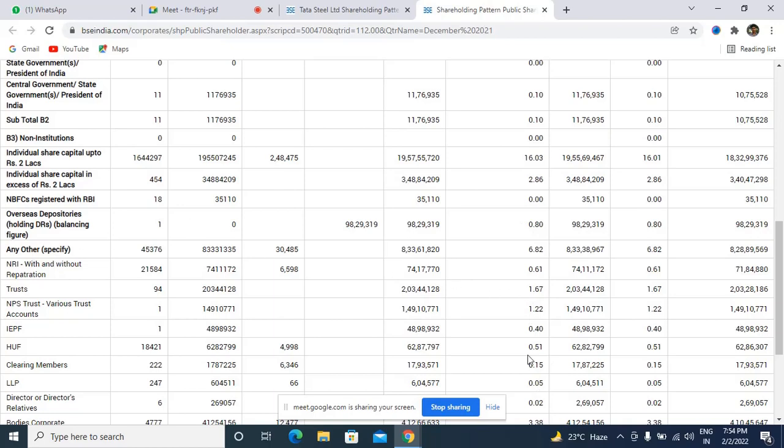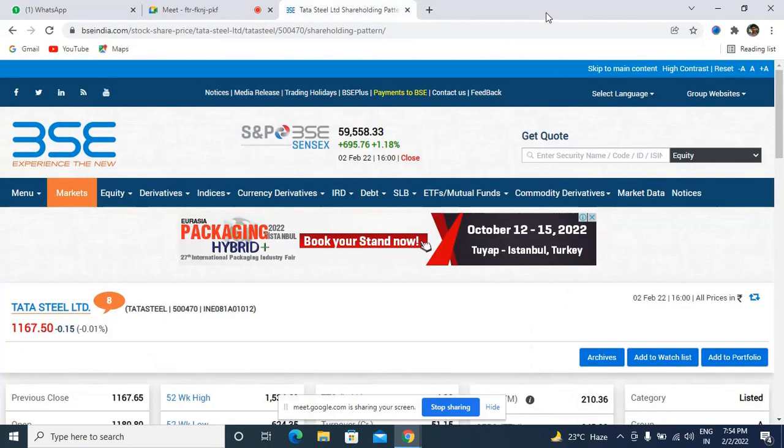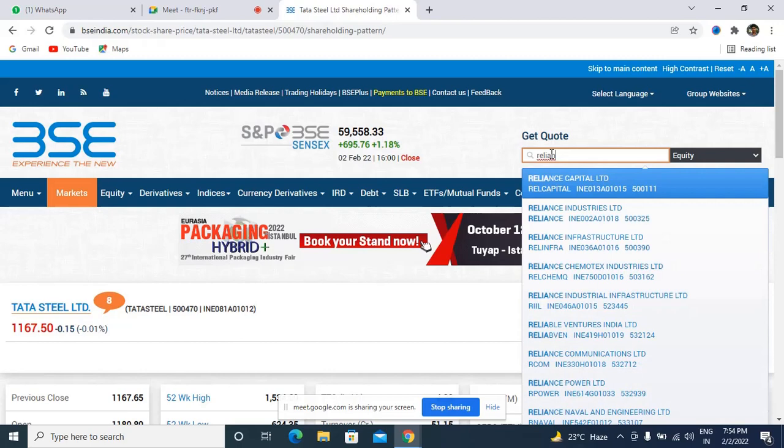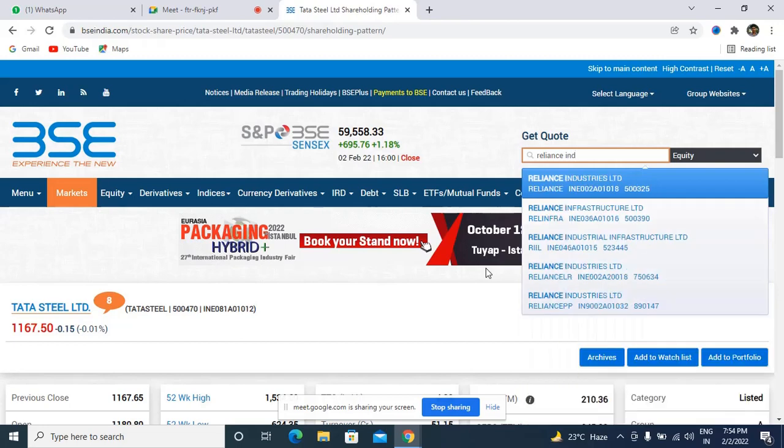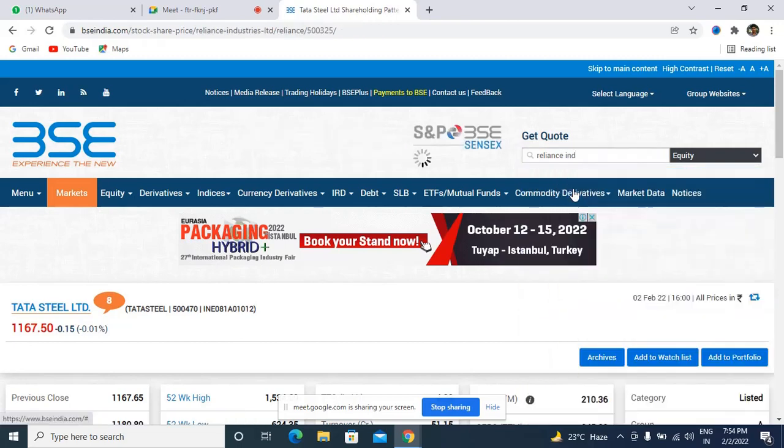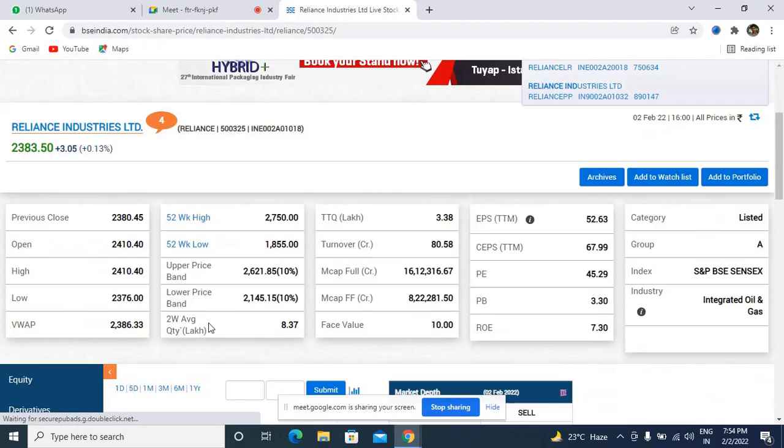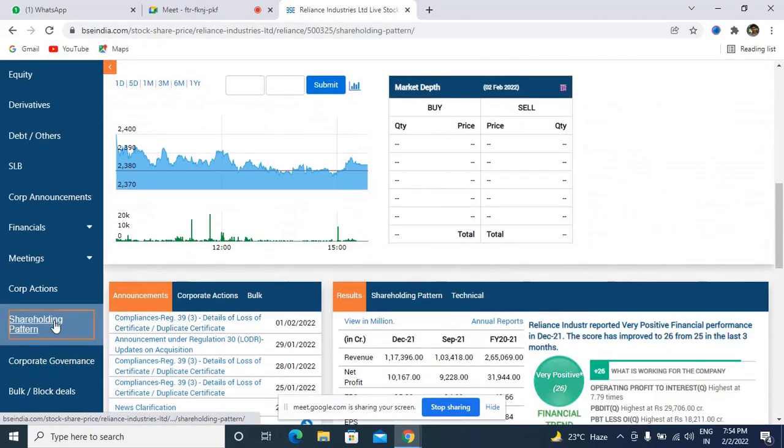Let us not look at it. Now someone was asking me about, where did it go, Reliance Industries. So yeah, what question did you have?